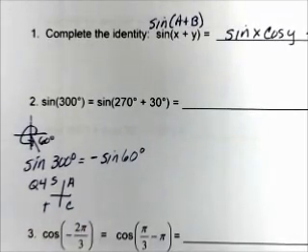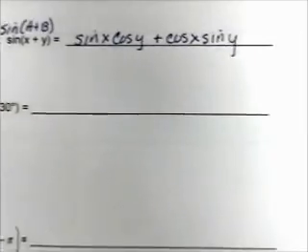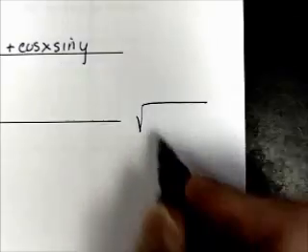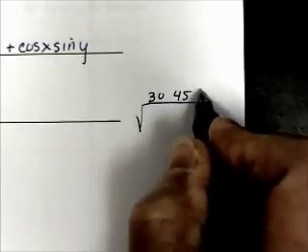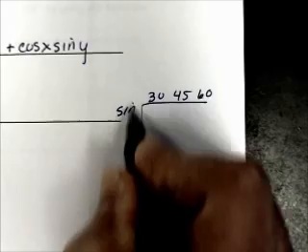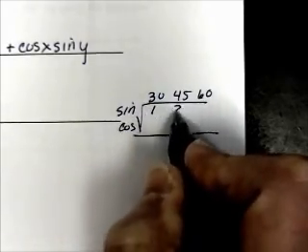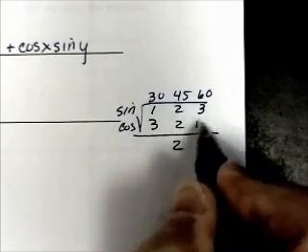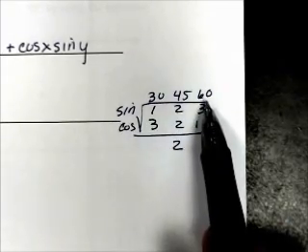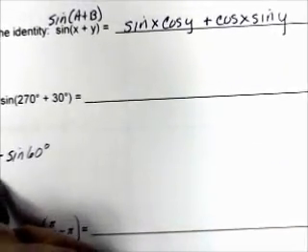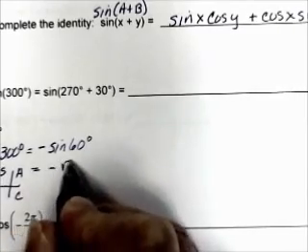And now using our trig table, I'm going to write this off to the side here: 30, 45, 60, sine, cosine, all over 2, 1, 2, 3, 3, 2, 1. So the sine of 60 is equivalent to the square root of 3 over 2. So this is equal to negative square root of 3 over 2.